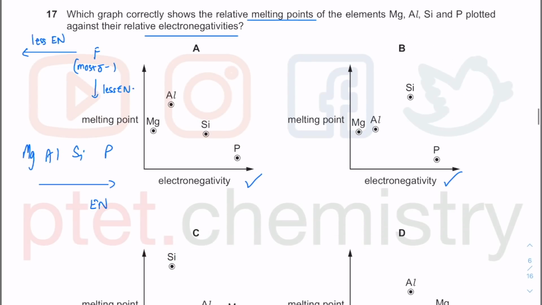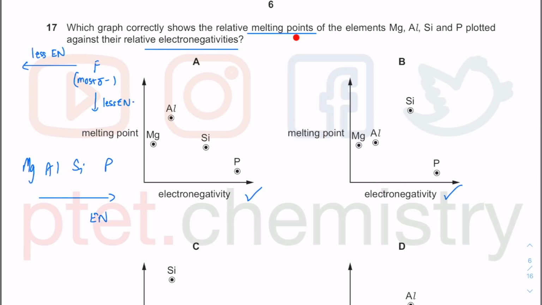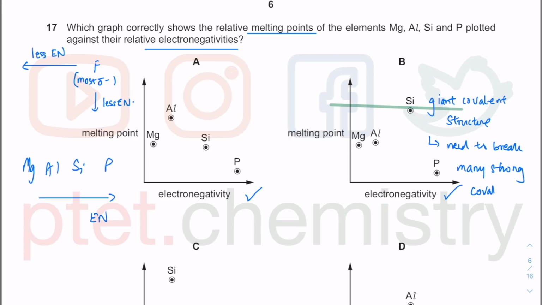Now looking at A and B, without even really checking the melting point, you know that A is wrong because in terms of melting point, silicon will have the highest melting point because that has a giant covalent structure. Just like diamond and graphite, giant covalent structure, you need to break many strong covalent bonds, and that is why it will have the highest melting point out of all the period 3 elements.